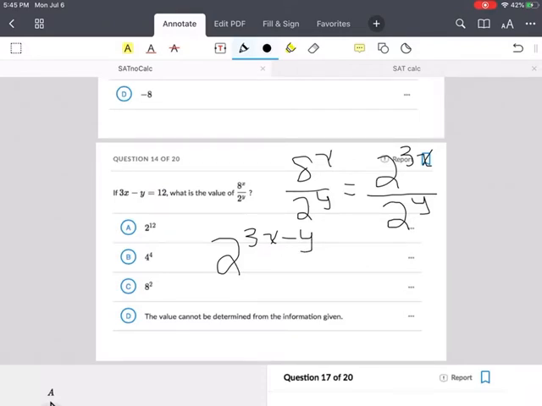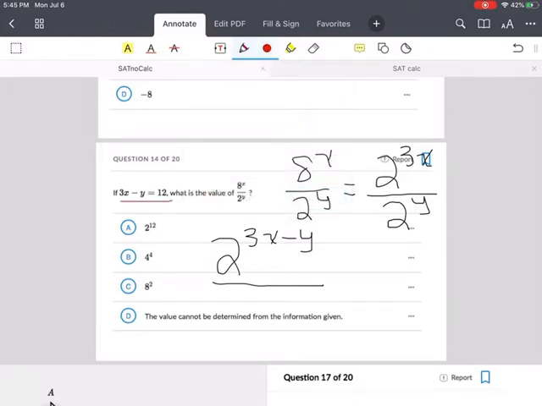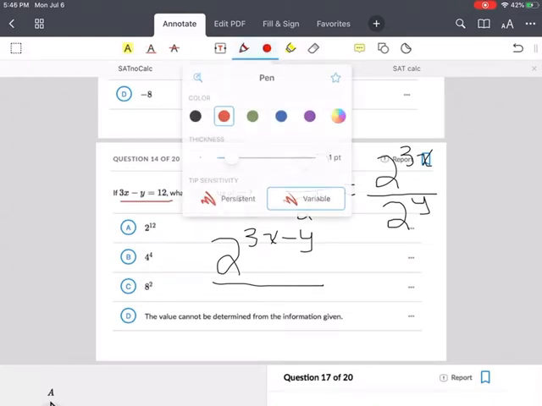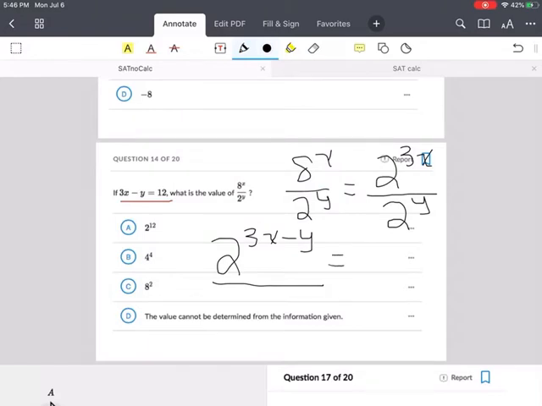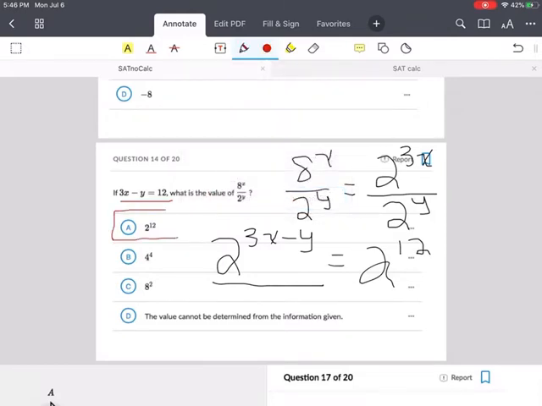And that's a rule about exponents. When you have a fraction with the same base in the numerator and in the denominator, you can simplify it like this. So now we have 2 to the 3x minus y. And in the question, they tell us that 3x minus y equals 12. So our final answer for this problem is going to be 2 to the 12th power. And we don't even have to solve that because one of the answer choices says 2 to the 12th. So our final answer choice is 2 to the 12th, which is A.